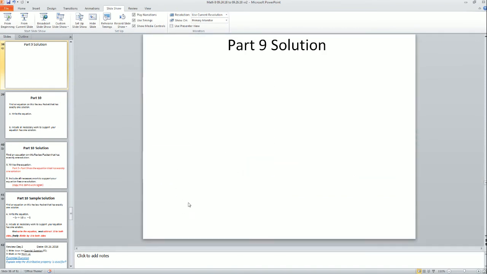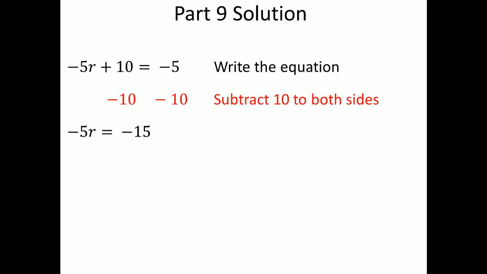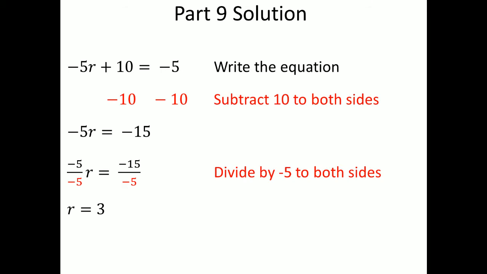It's correct. That's wrong. Alright, let's go back. Okay. A negative over a negative should have been a positive. There you go.